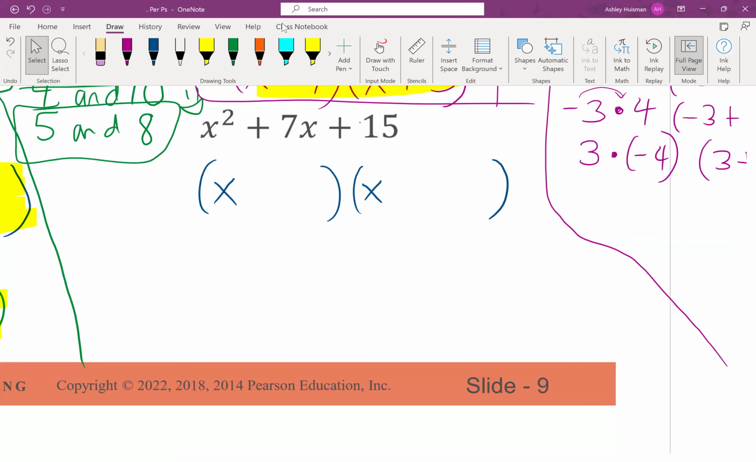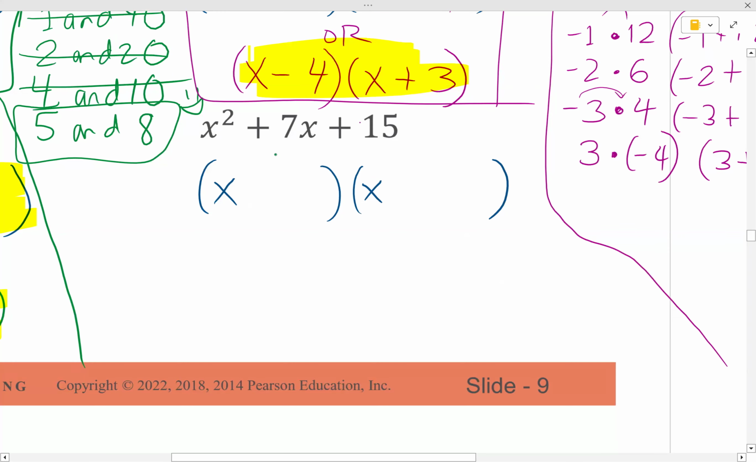Let's see. Ooh, this is a good one. I want numbers that multiply to make 15, but add up to 7. Look at 15. What times what is 15? The good thing is those are both positive numbers, plus 15, plus 7, so all the numbers I need are going to be positive. 1 times 15 makes 15, but 1 plus 15 is not 7.